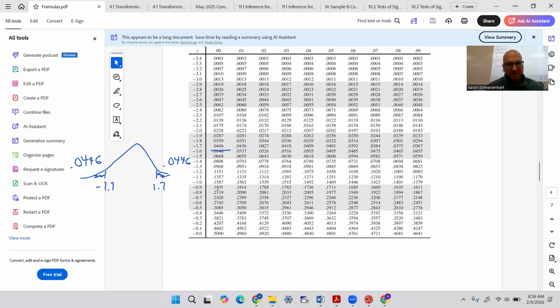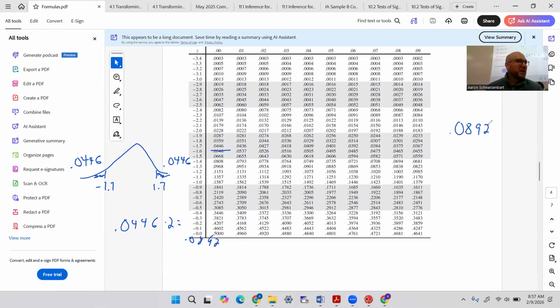So if I do positive 1.7, I can go to 1.7, and when I go 1 minus that, because that'll give me the left side, to get that right tail, it'll be 0.0446. So really all I have to do is look up the negative one and multiply it by 2. 0.0892. I saw that one before.